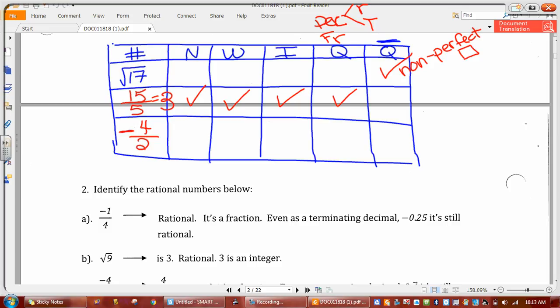Well, it's a fraction. I know I see fractions here. It solves, right? It gives us an answer of negative 2. Now negative 2 is what kind of a number though? It's an integer, so it's going to go in the integer box as well. So it would be an integer and it would be a rational. Okay? All right. Well, let's move on to the next part.